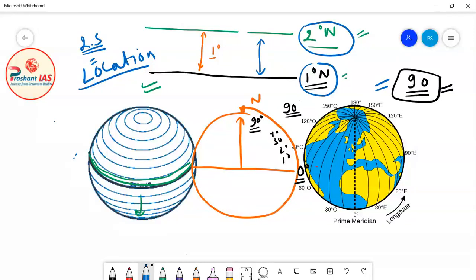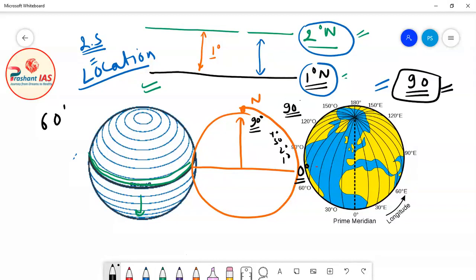So friends, for getting the precise location, we need something extra between these latitudes. So what happens is that each degree of latitude is divided further into 60 minutes.